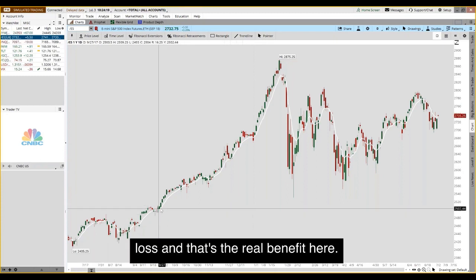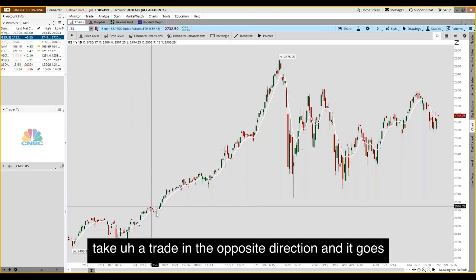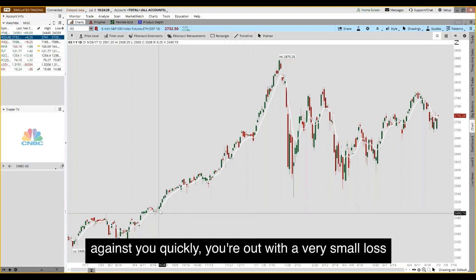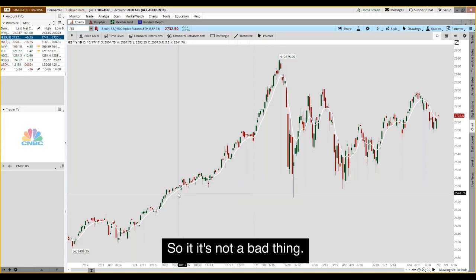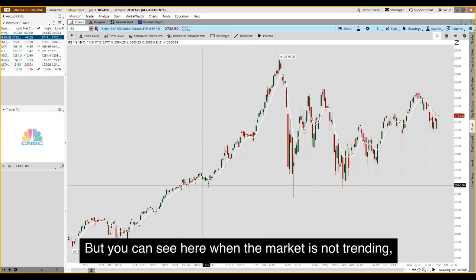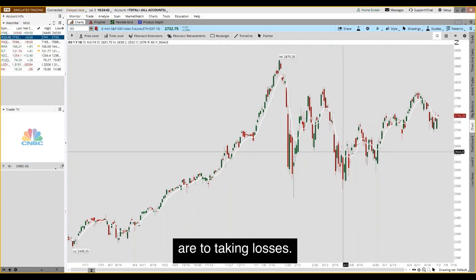And that's the real benefit here. So even during a strong trending market, if you were to take a trade in the opposite direction and it goes against you quickly, you're out with a very small loss followed by a much bigger gain. So it's not a bad thing, but you can see here when the market is not trending, how much more volatile and how much more prone you are to taking losses.